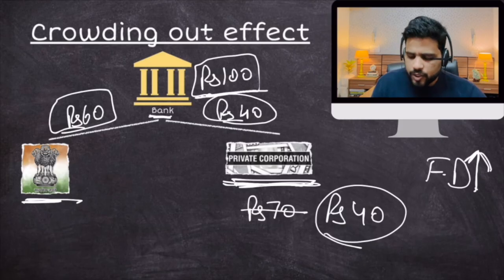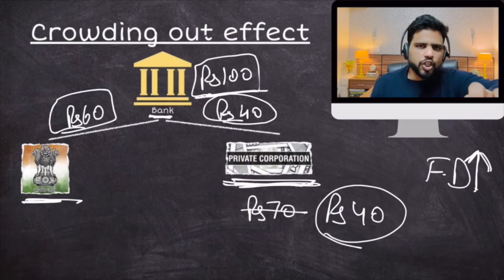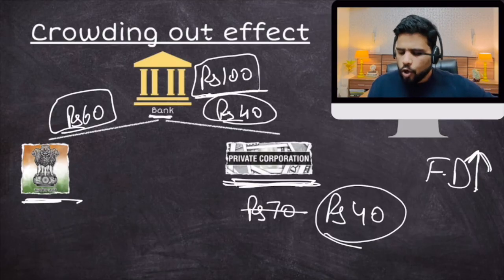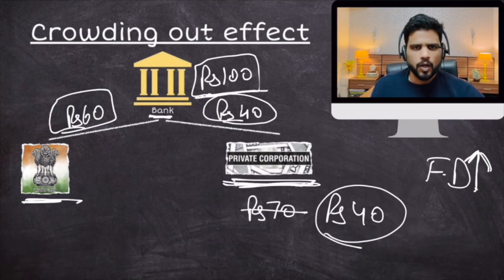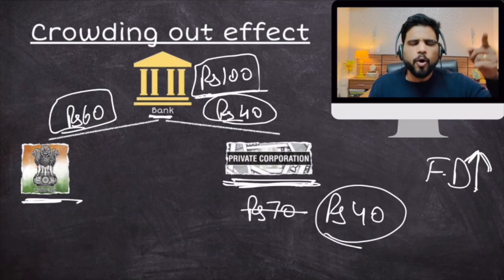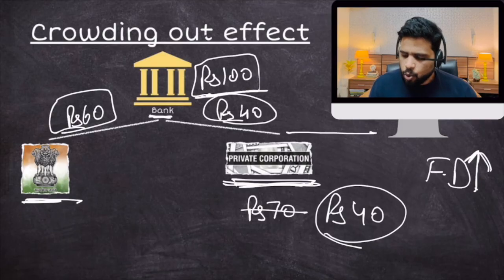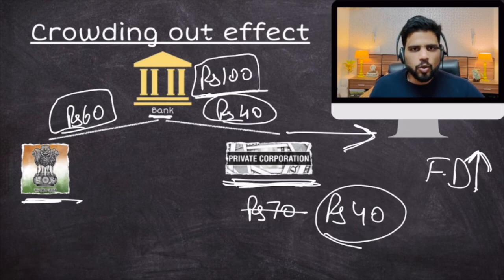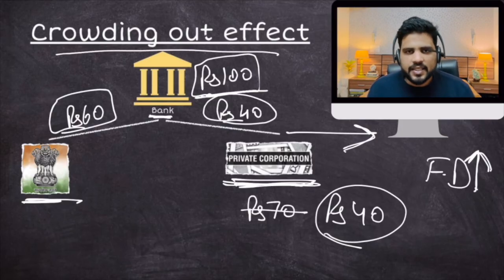Because the amount of savings or deposits that a bank has, well, they are limited. Okay? And if government takes a larger chunk out of those deposits, then private corporations have less money to borrow from. And therefore, they'll have to make less investments. Can I say, because of increased government borrowings, private corporations are crowded out? Private investment is crowded out. Yes or no? Yes, because government increases its borrowings, so private investment has less money. This is crowding out effect. When government increases its borrowings, private investment is crowded out.